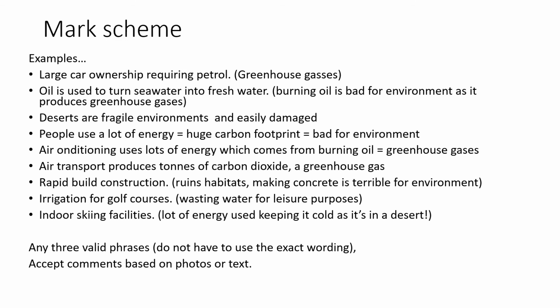Rapid build construction. You could have said that one. It's less obvious, but it's a good idea. Ruins habitats, and making concrete is really bad for the environment. Irrigation for things like the golf courses is wasting water for leisure purposes. Indoor skiing facilities. Again, the amount of energy that must be used to keep that cold must be huge because it's a desert. Now, you only needed 3 things here. You don't have to have the exact wording as used above, but you do need 3 comments, and they need to be linked to why they are not sustainable. So make sure you've explained why they are bad for the environment. Okay, pause this slide. Mark your work, please, and then I want you to submit it to your teacher.